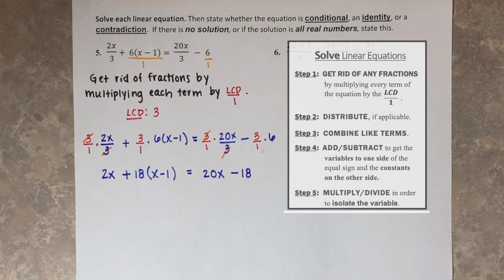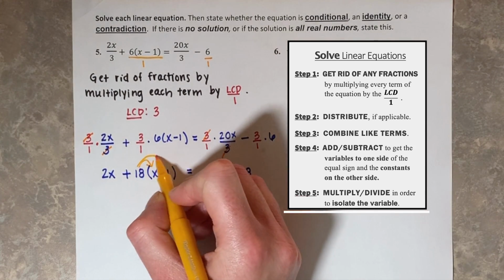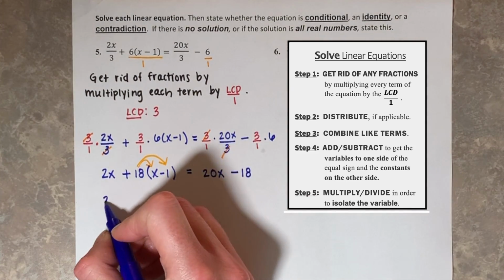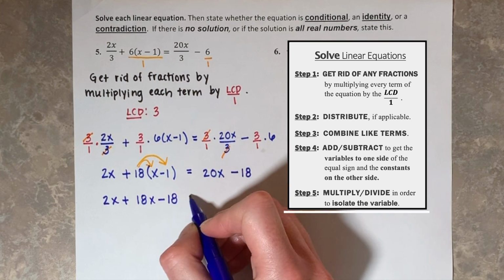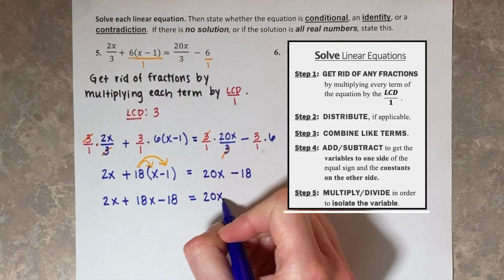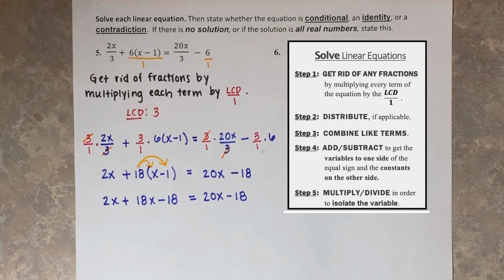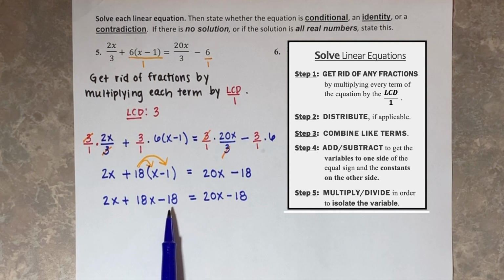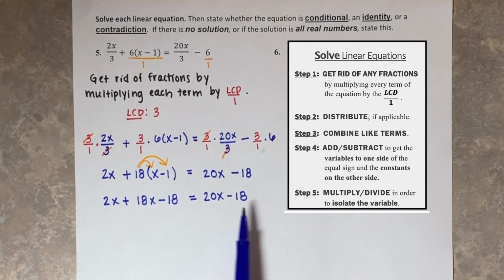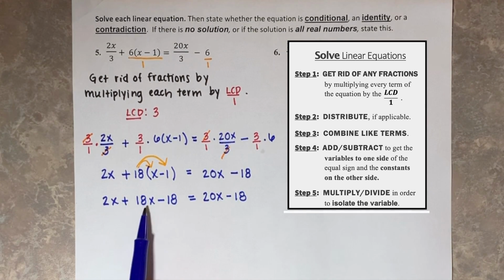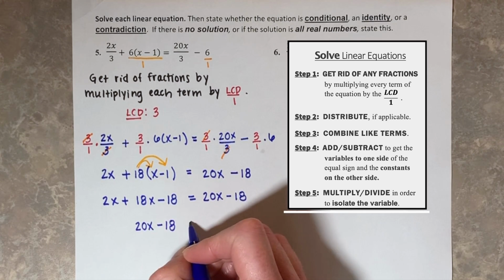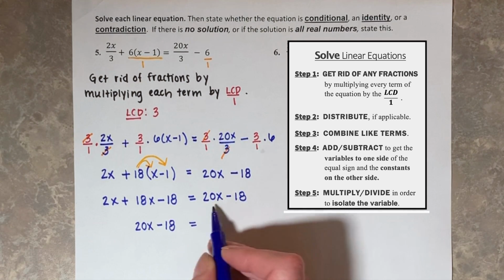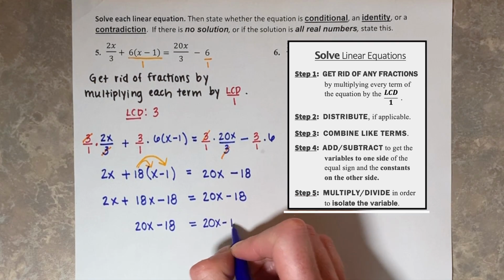Once we've gotten rid of our fractions, step number 2 says to distribute. So let's go ahead and distribute the 18 here. This will leave us with 2x plus 18x minus 18, 20x minus 18. Step number 3, we combine any like terms on the left side and we combine any like terms on the right side. On the left side, we can combine the 2x plus 18x to give us 20x. Bring down the minus 18. And on the right side, there are no like terms, so we'll just bring down the 20x minus 18.